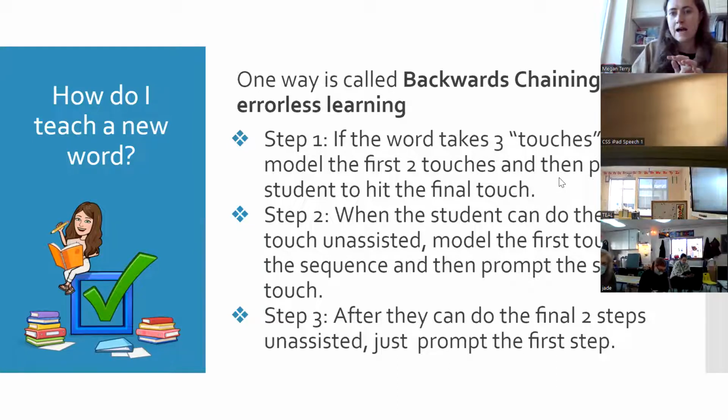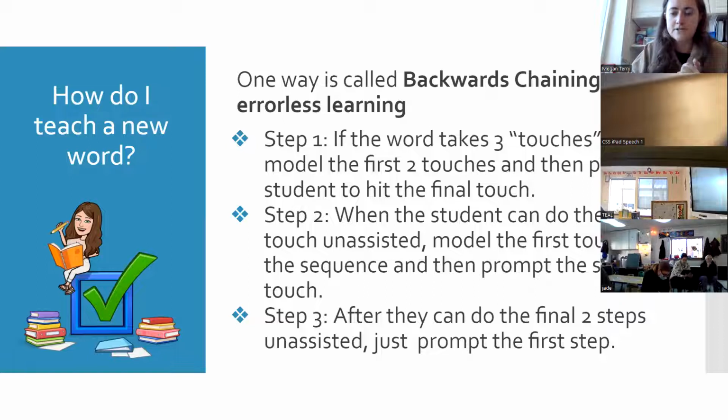So one way is called backwards chaining with errorless learning. So what we're going to do is, if the word takes 3 touches, so like I had shown before, apple, you want to model the first 2 touches. So you physically are clicking the first 2 touches, and then you're prompting the student to hit that final touch, which is the word apple. Your prompt can be preferably gestural by pointing to the icon. If it's a student that needs a little bit more assistance, an underhand full physical prompt can be used.